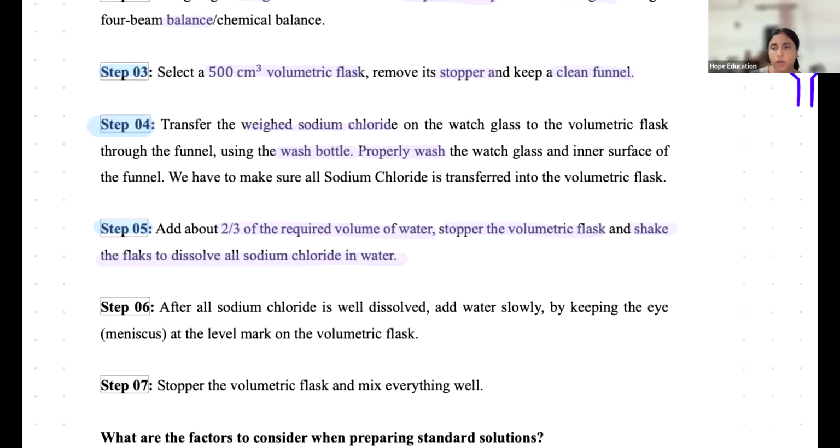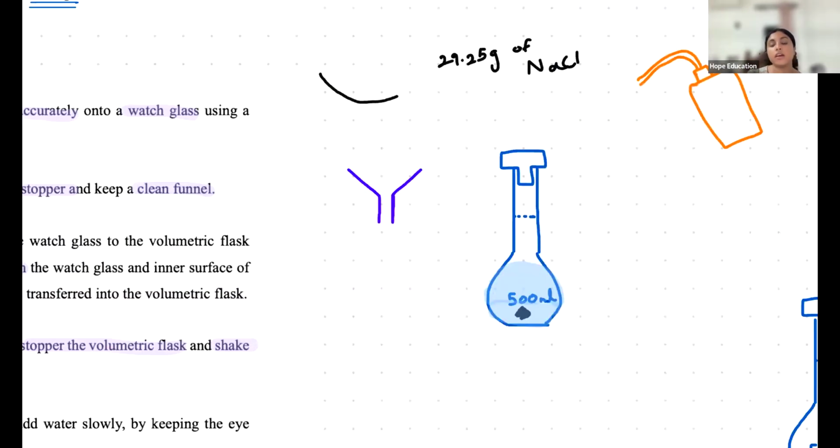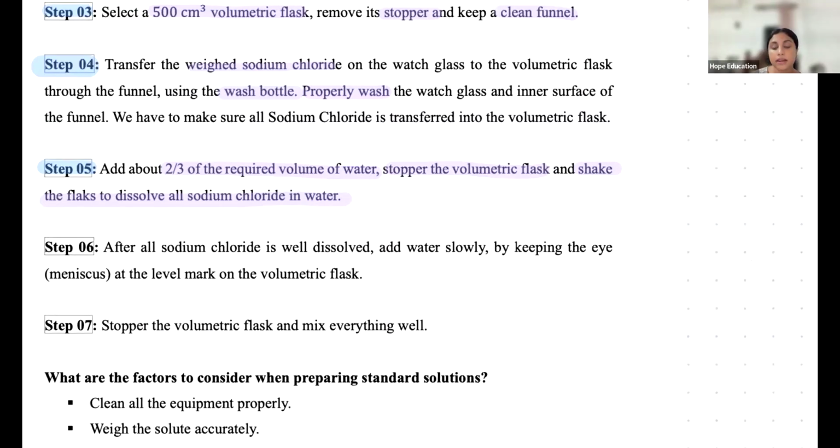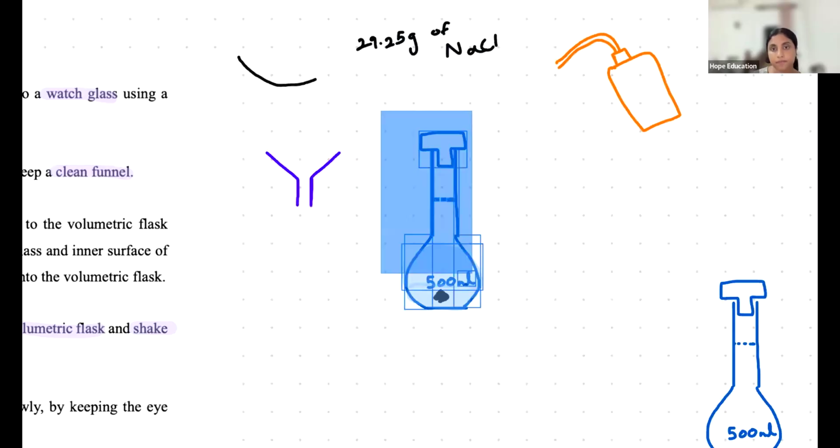Add about 2/3 of the required volume. We remove the wash bottle, we remove the funnel and we put the lid back on. And we shake the flask to dissolve all the sodium chloride there.